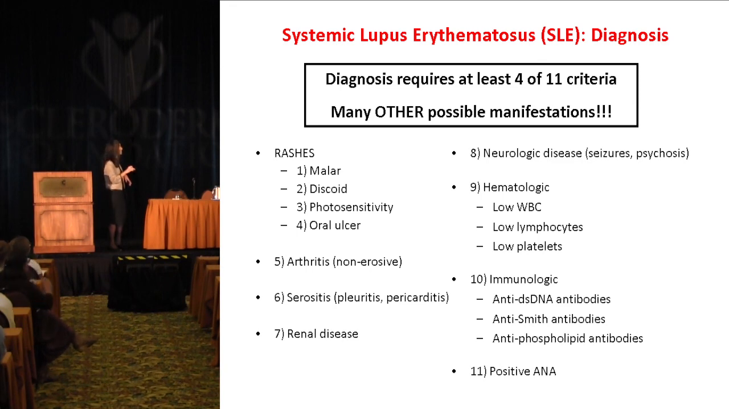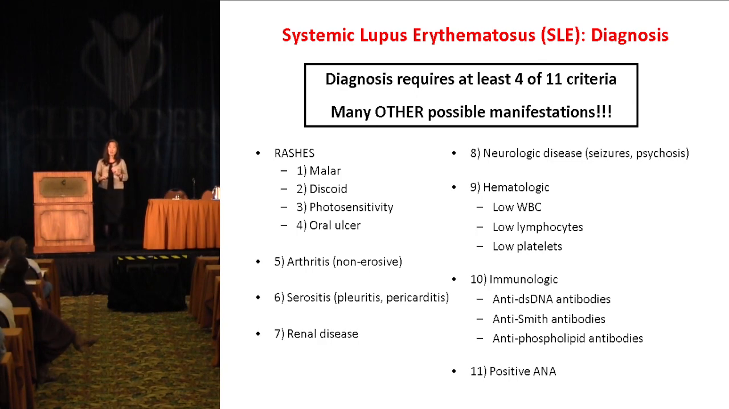There's a number of different skin rashes that can be seen. This is Malar rash, this is the butterfly rash I'll show you a couple pictures of, discoid rash. People tend to report photosensitivity. They go out in the sun and then their skin breaks out in this horrific rash. I don't mean a sunburn, I mean it's a different kind of rash. Oral ulcers are also one of the diagnostic criteria. These are usually painless.